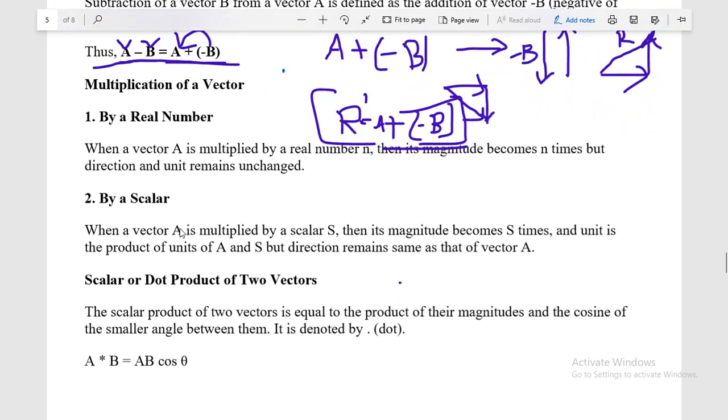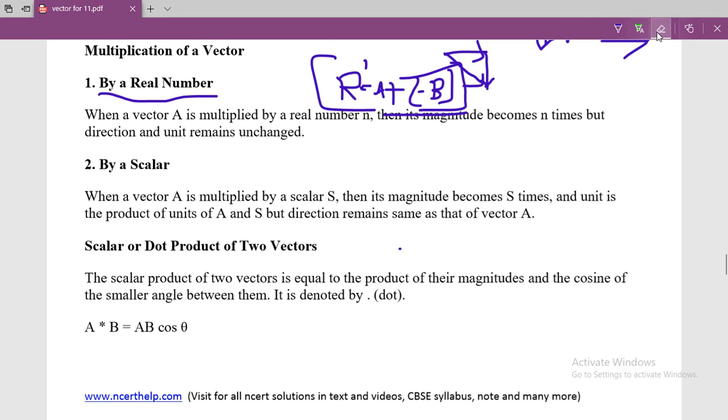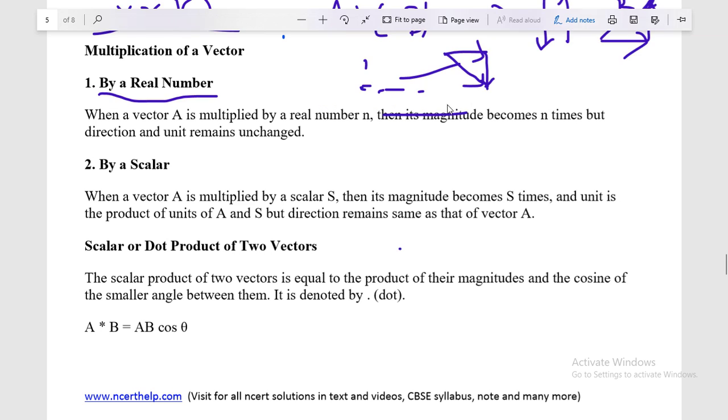Our next topic is multiplication of a vector by a real number. So let's see what happens if a vector is multiplied by a real number. You can see here, when a vector a is multiplied by a real number n, then its magnitude becomes n times, but direction and unit remain unchanged.